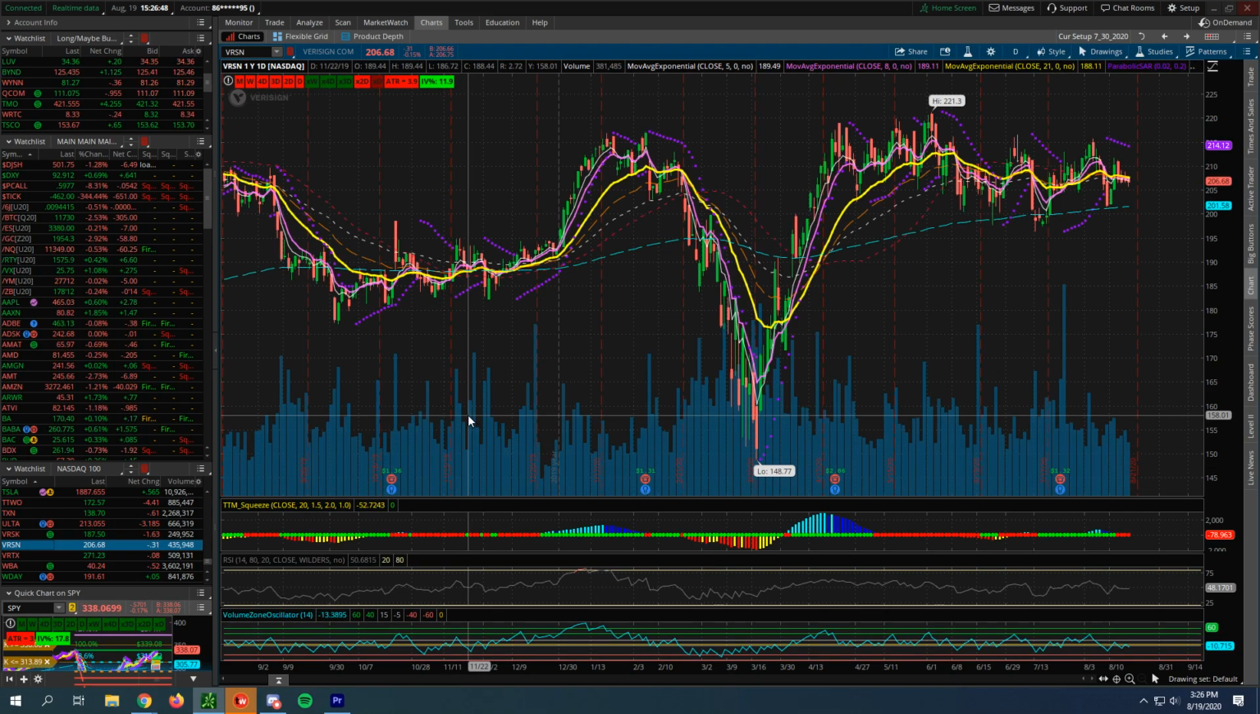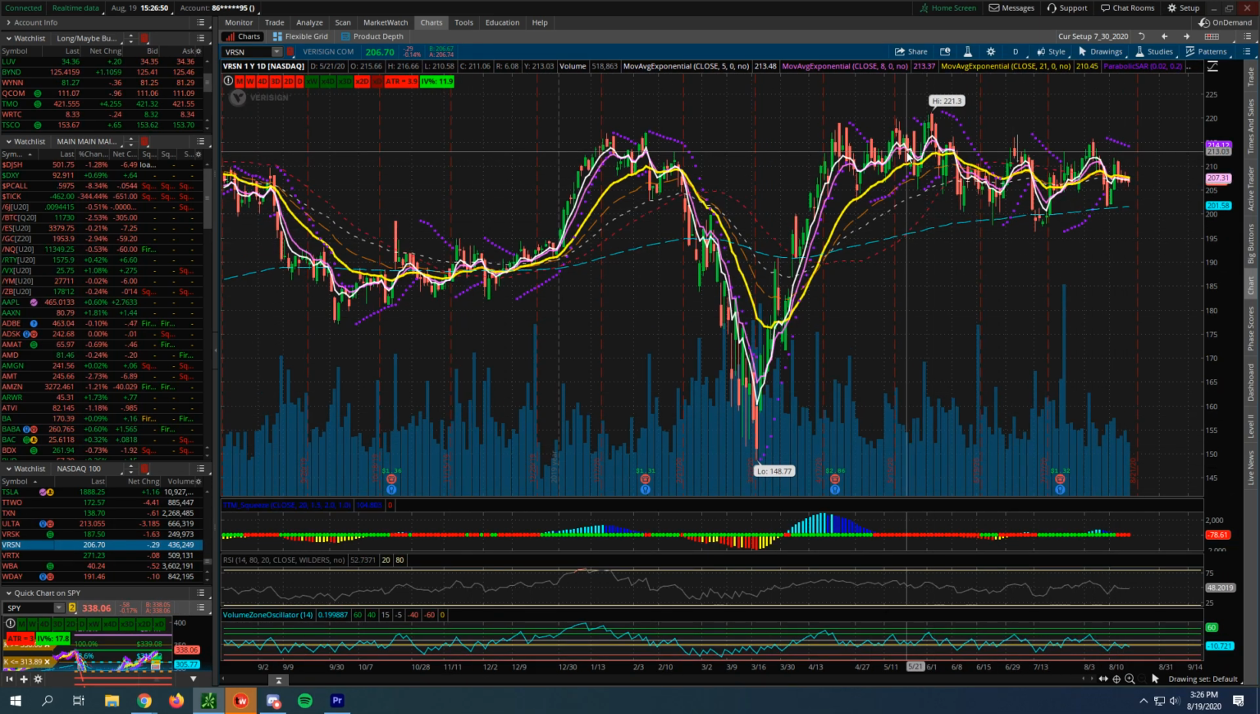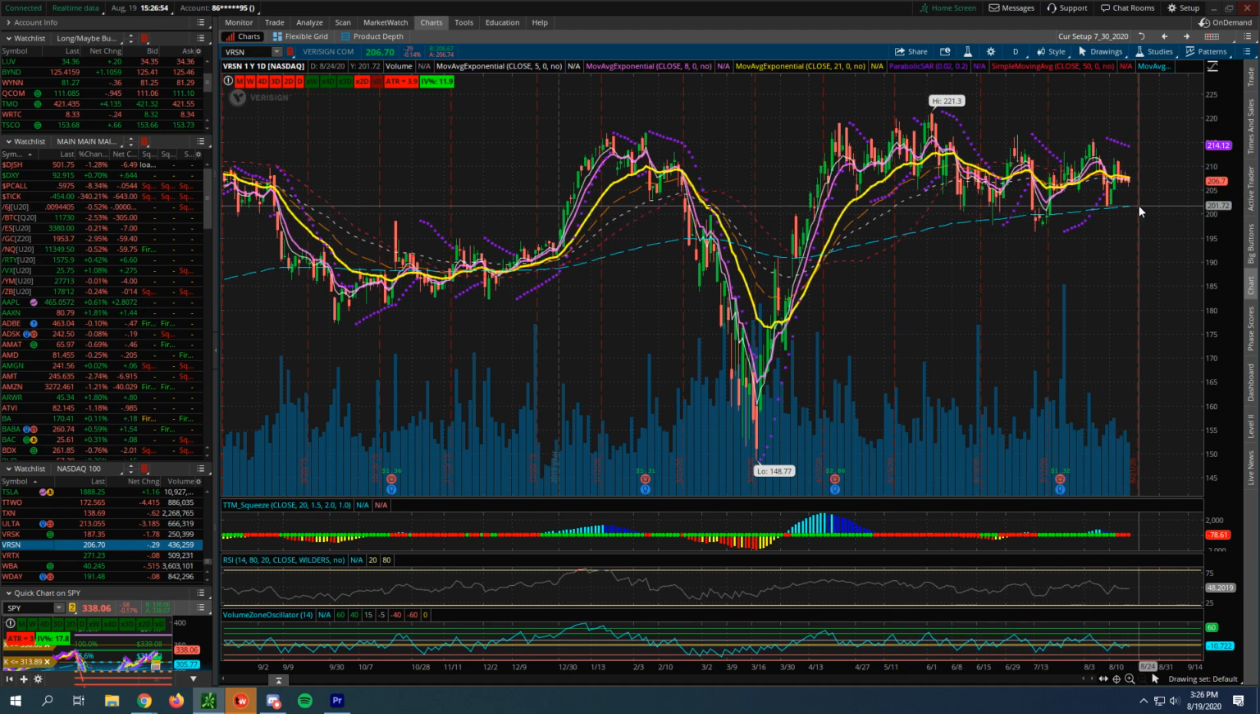VRSN, this thing has been very much a box pattern as well, holding that 200 EMA for some support around $200. Potentially, if it wants to break out, it needs to get above that 215 price target.